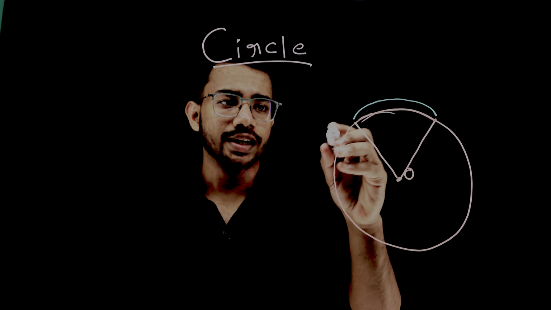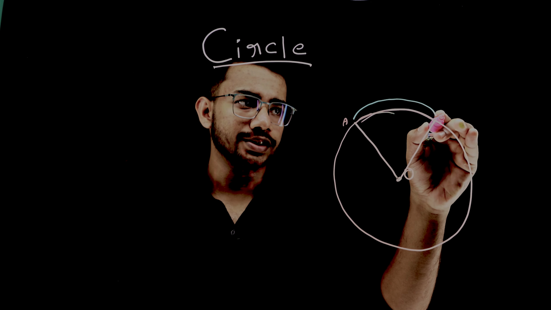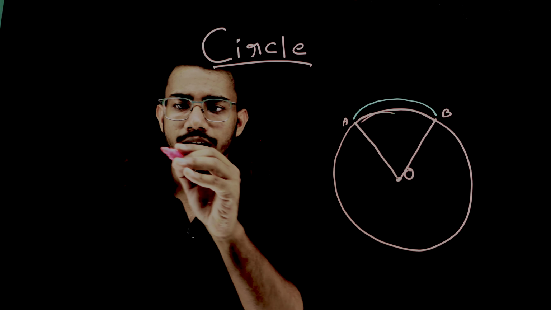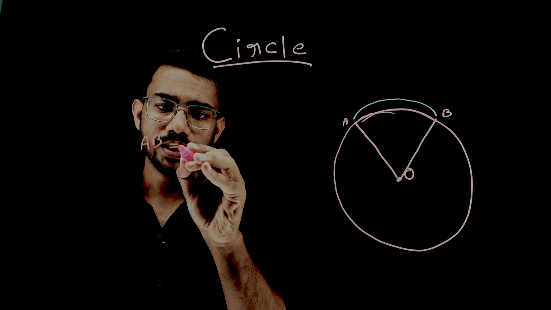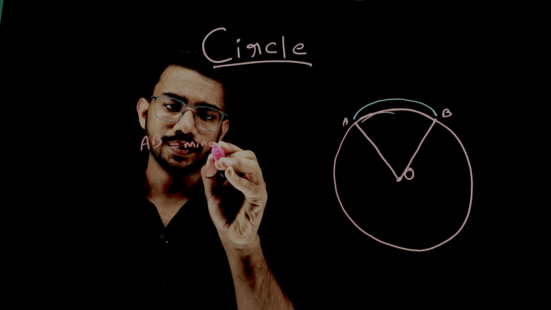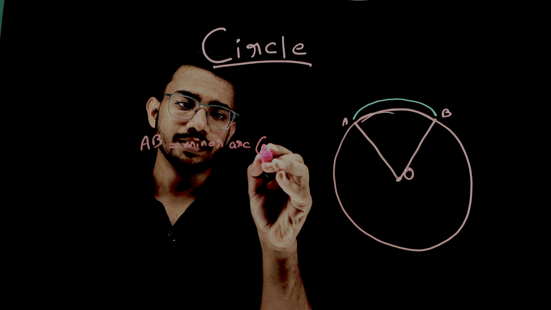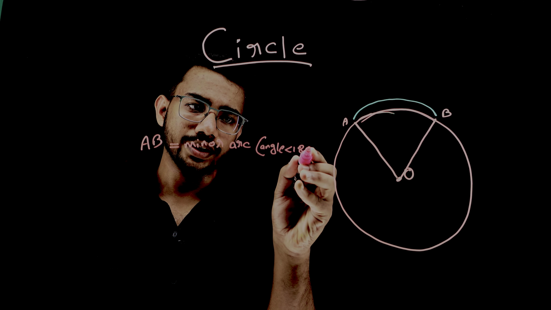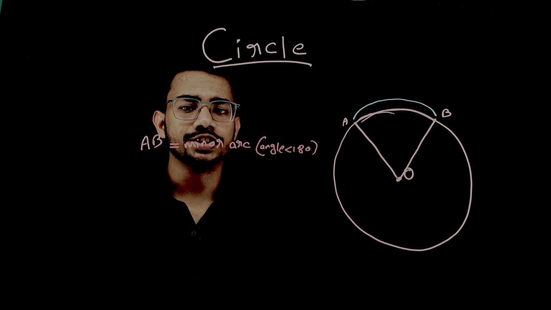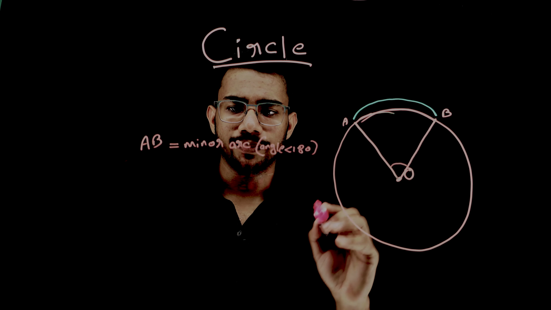And if I'm naming this side as, let's say A, and this as B, then AB is nothing but my minor arc. Minor arc means the angle is less than 180 degrees. Such an arc is called a minor arc, and here the angle is being measured from this point.